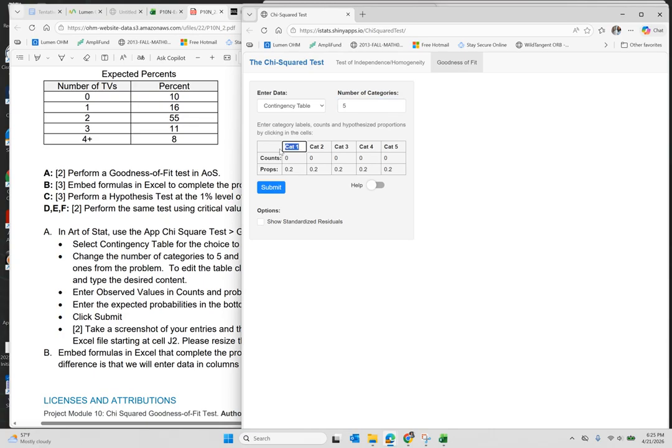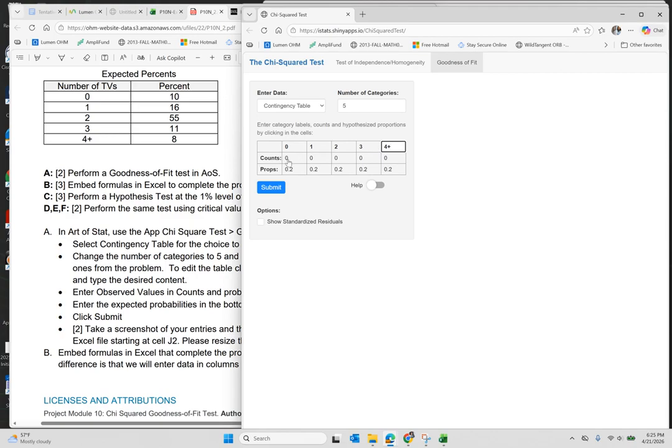And here I'm going to click in these boxes, and instead of category 1, I will write 0. And category 2, I will write 1. And these are the number of TVs. And category 3, I'm going to write 2. And category 4, I'm going to write 3. And for category 5, I'm going to write 4 plus.